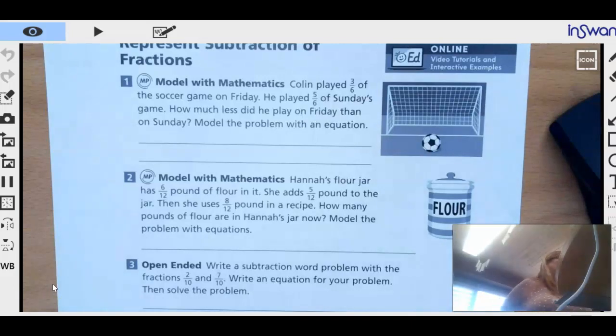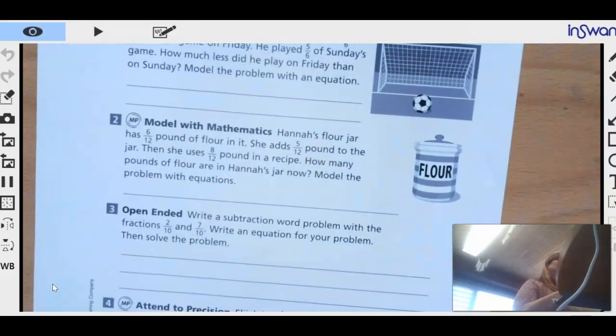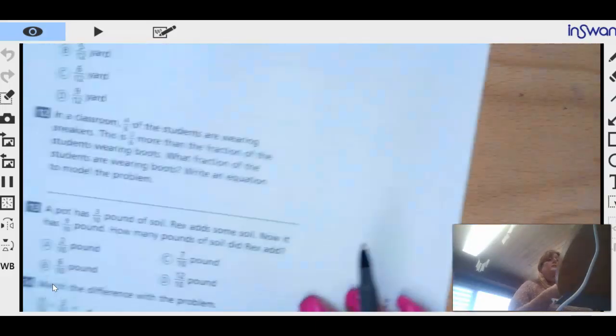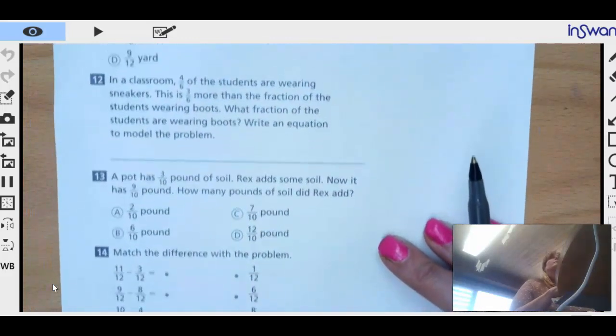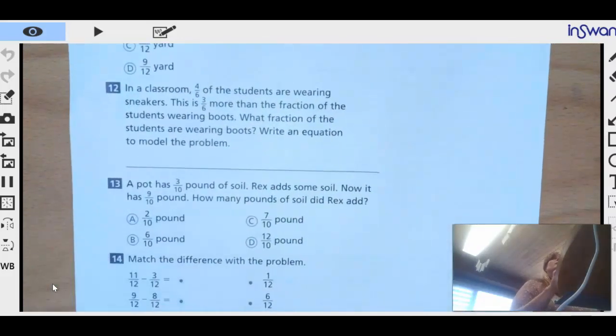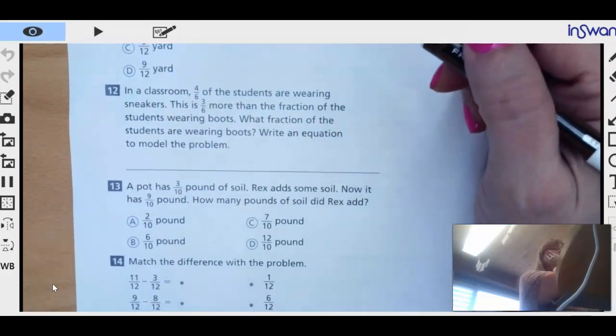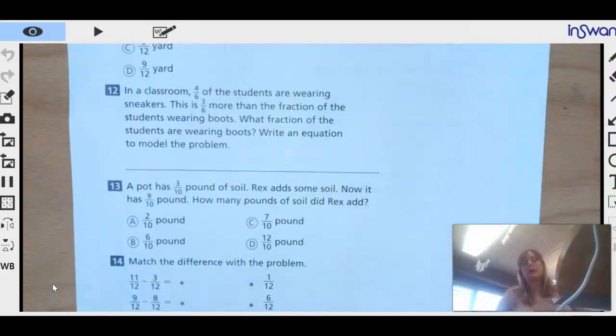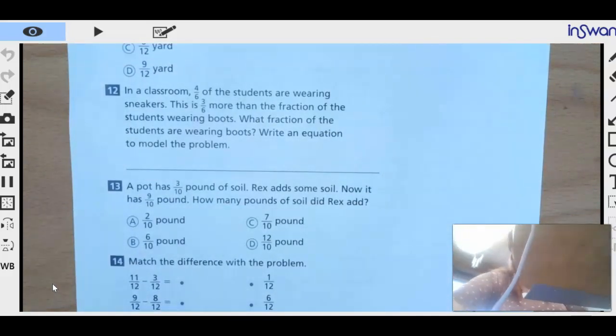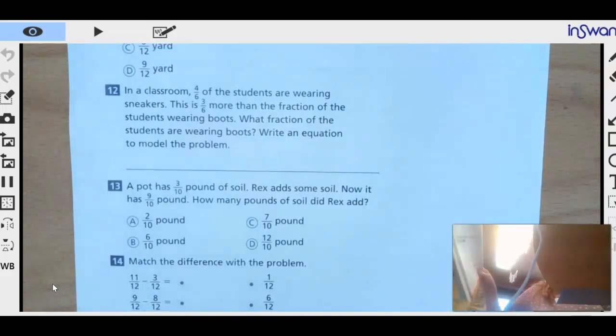Yep, that probably is right. I haven't had a chance to look all the way through it though, okay? So what number was that, kiddo? It was number 12? Okay, so I know this is jumping around a little bit, but Kate had a question about 12. So number 12, in a classroom, 4/6 of the students are wearing sneakers. This is 3/6 more than the fraction of the students wearing boots. What fraction of the students are wearing boots? Write an equation to model the problem. So, what do you guys think? Where are we going to start with this one? Who has some ideas?